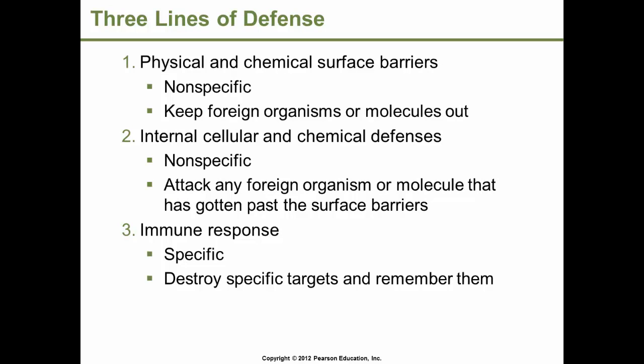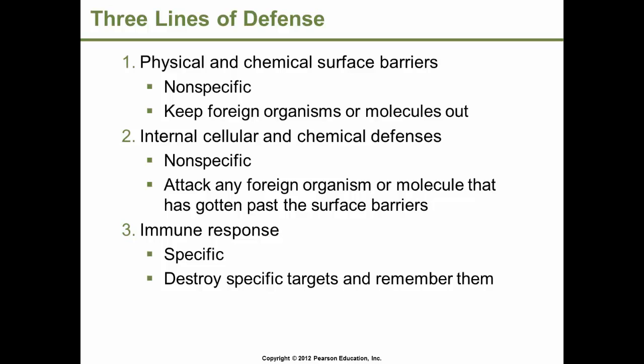The three lines of defense include the physical and chemical surface barriers. These are considered innate. In other words, we are born with them. They are non-specific, but they keep foreign organisms and/or molecules out. Second line of defense is our internal cellular and chemical defenses. Again, this is innate. We are born with this. They are non-specific. They attack any foreign organism or molecule that has gotten past the surface barrier.